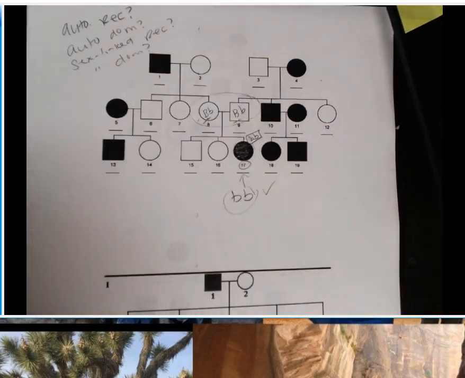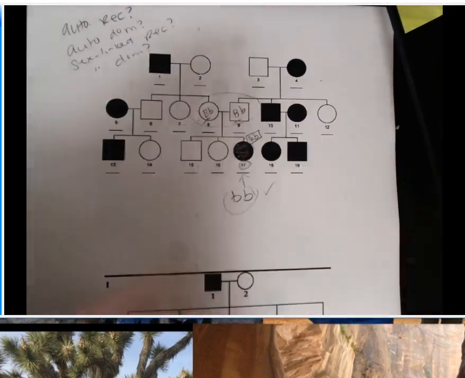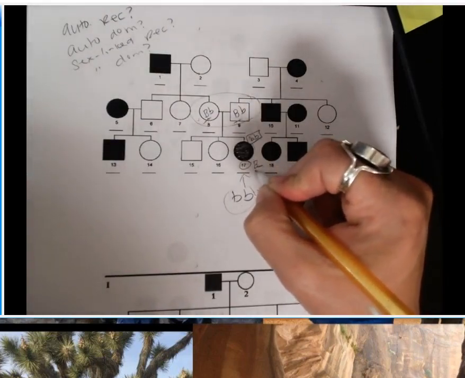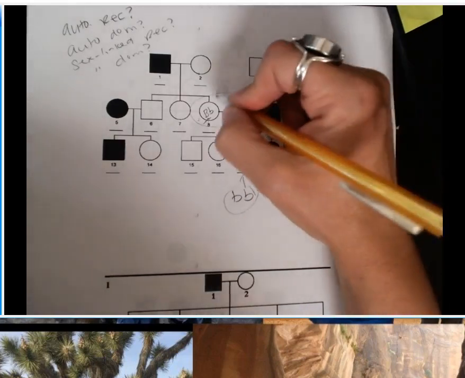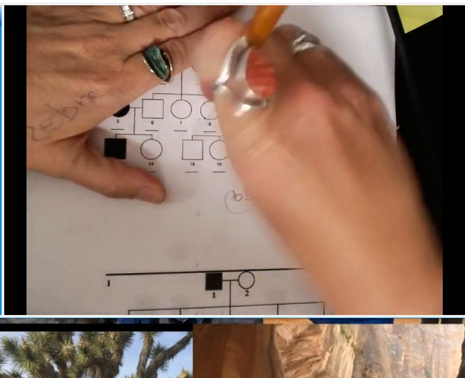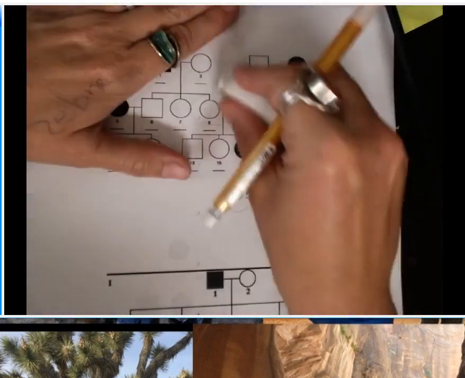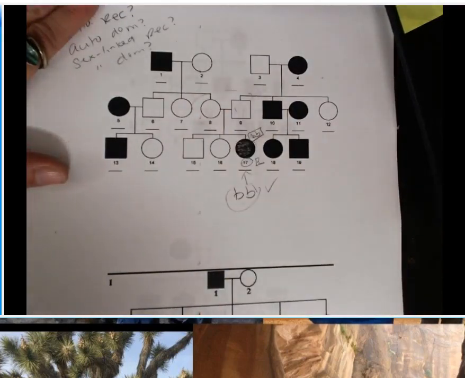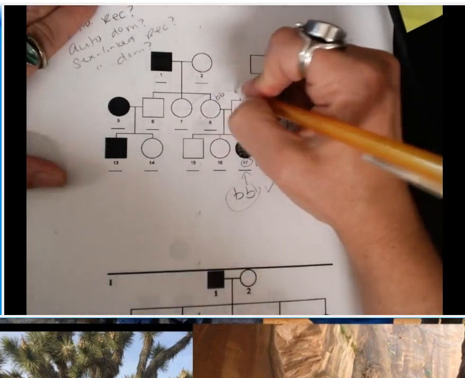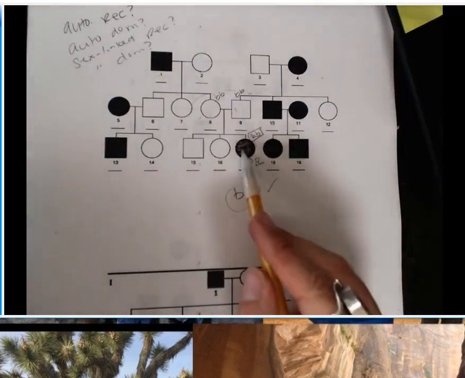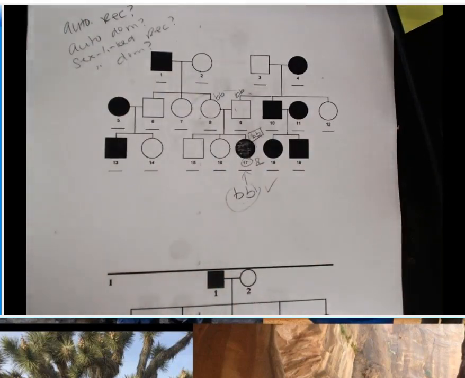Now, could this be autosomal dominant, though? If it was autosomal dominant, number 17 would have to have at least one copy of a dominant allele. But right now neither parent has this phenotype. So both parents would be recessive, and they don't have a dominant allele to give this child. So therefore, we know that this is a recessive inherited trait.